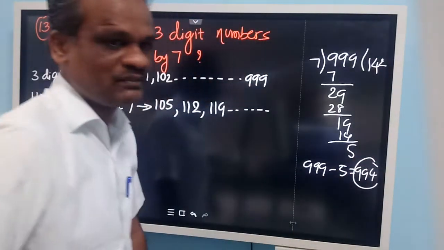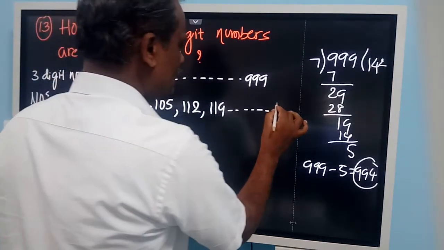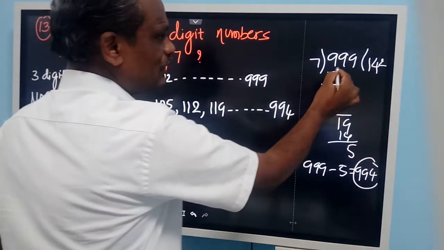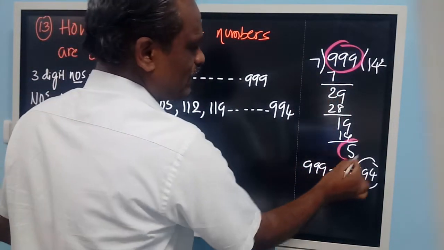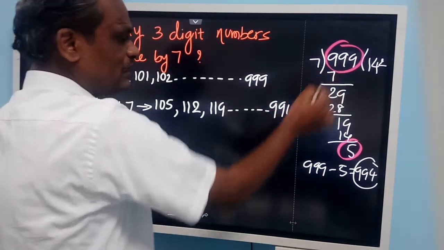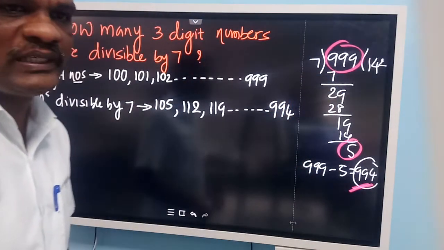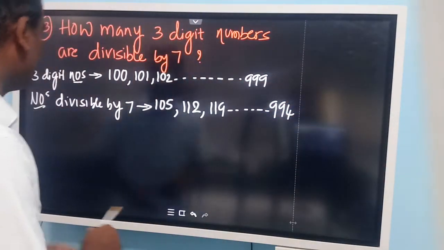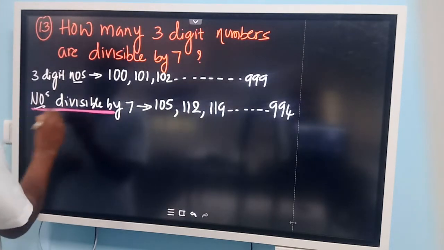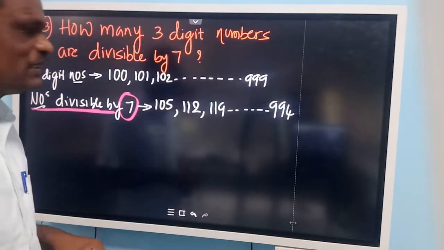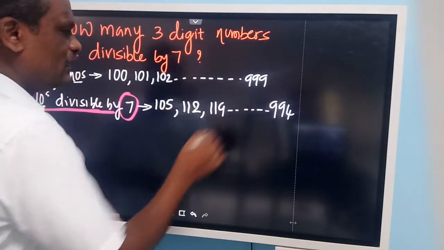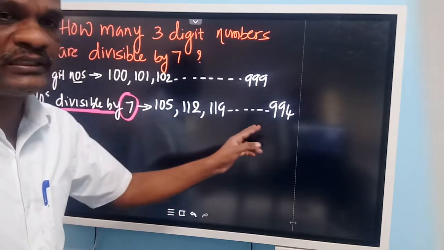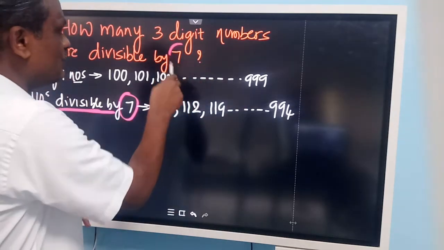So this is the greatest number that is divisible by 7: 994. You can calculate by dividing 999 by 7, you get the remainder 5. Subtract this 5 from 999, and you get the number divisible by 7. So 994 is the number divisible by 7. So you got the list of numbers which are divisible by 7: 105, 112, 119, and the last number is 994. These are the only 3-digit numbers which are divisible by 7.